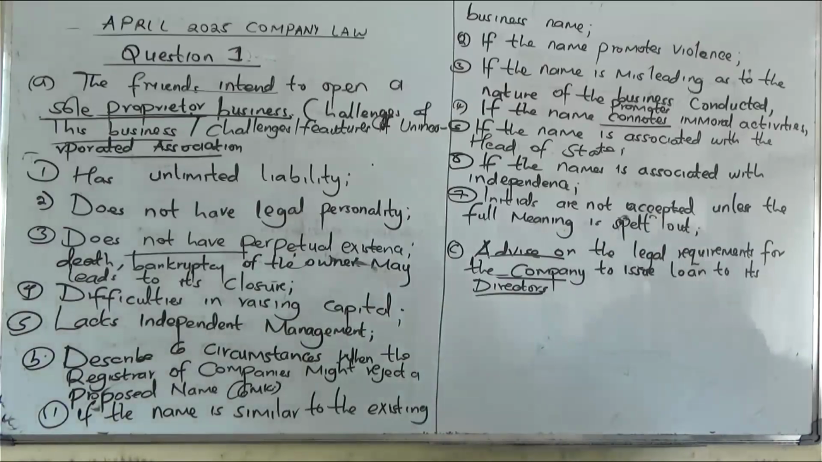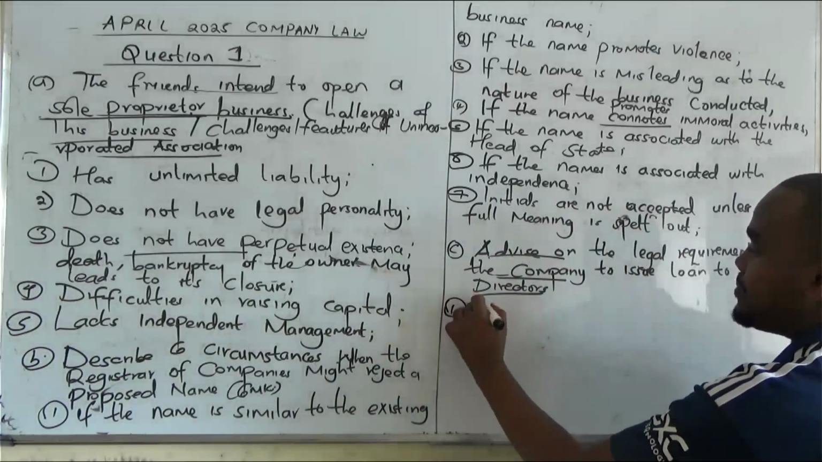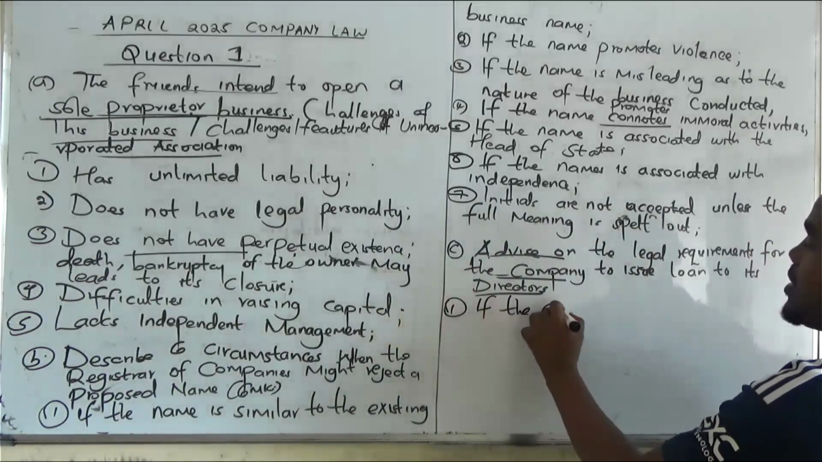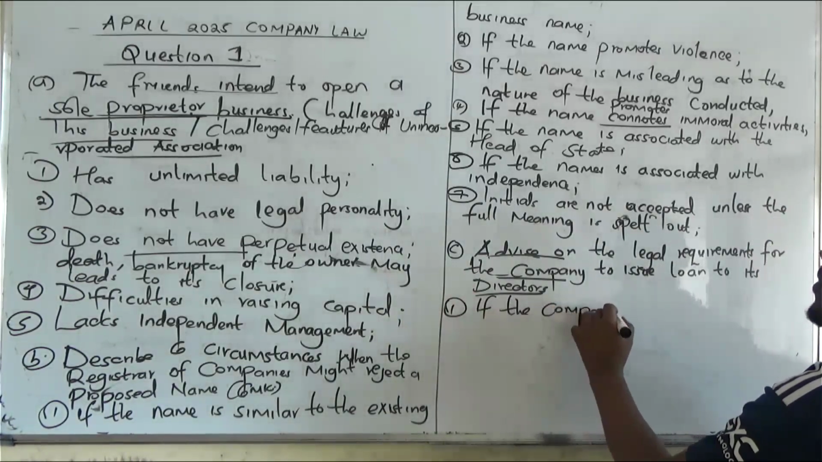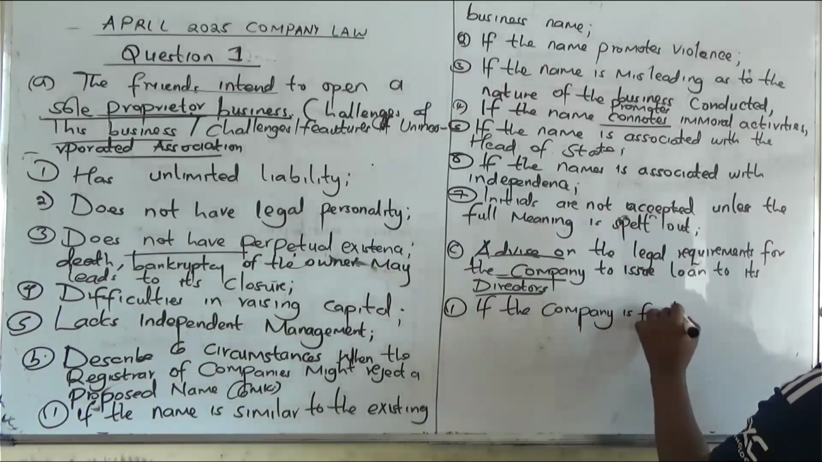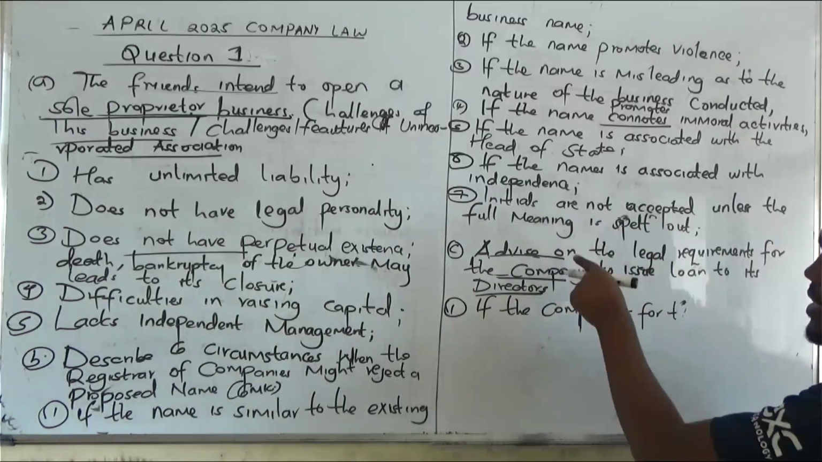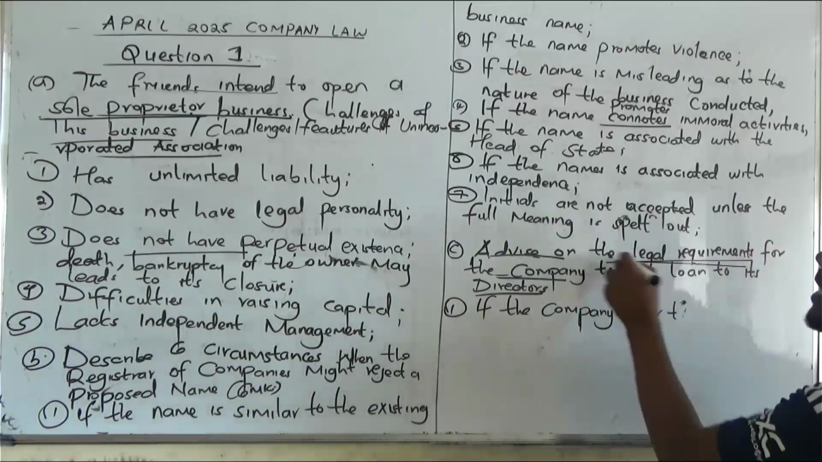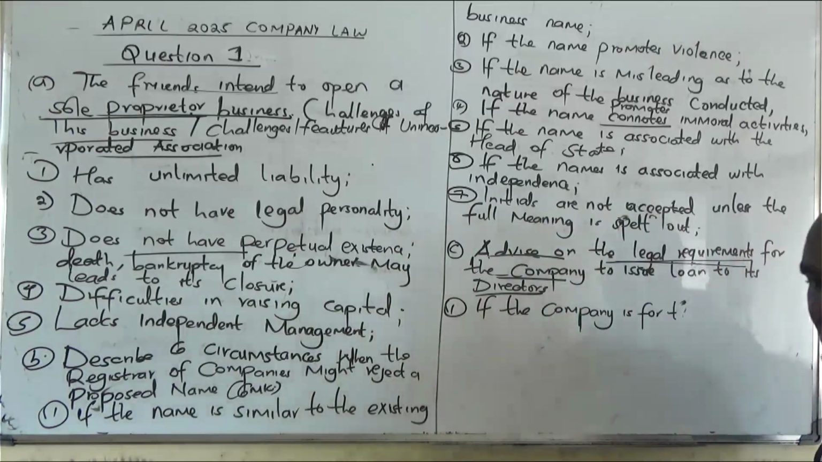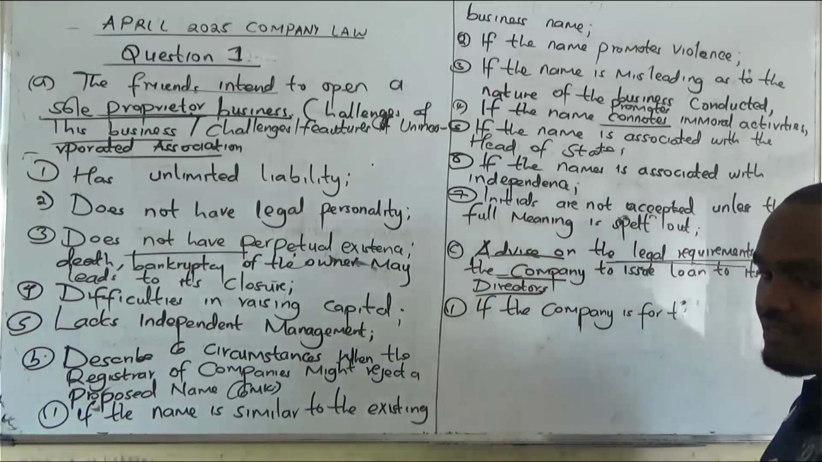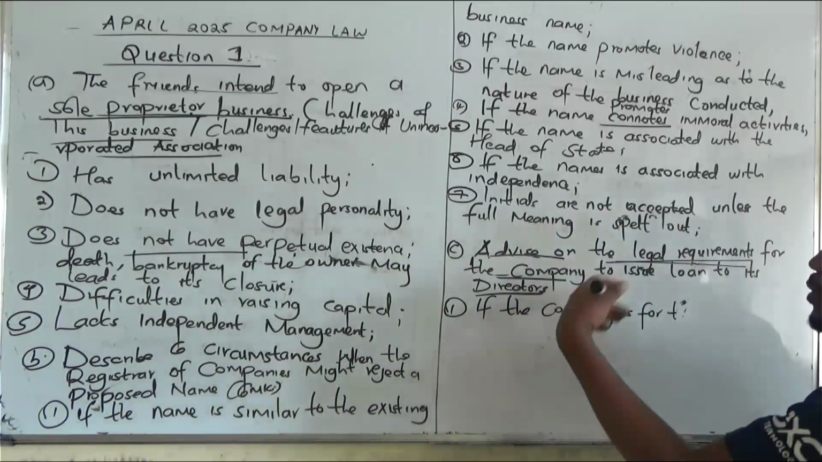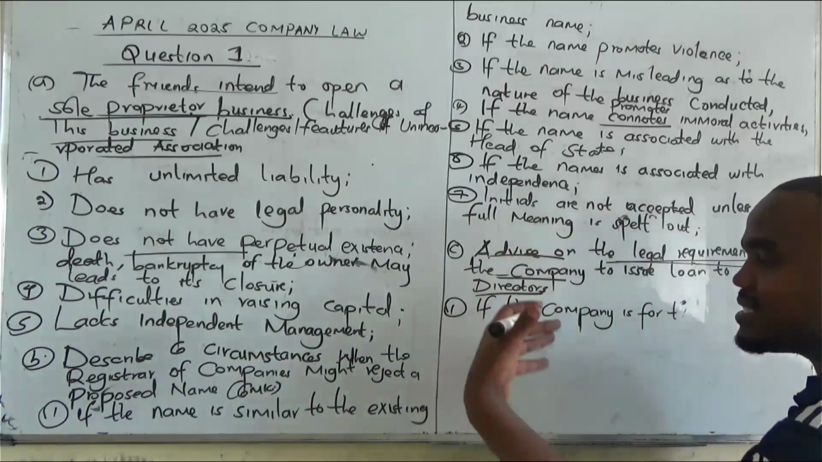One, if the company is for the time being private. So it must be private, that is a legal requirement. Don't be shocked by the question about legal requirements for loans to the directors, and then start giving bad answers. You're being asked, what are the exceptions when the company is giving loans?